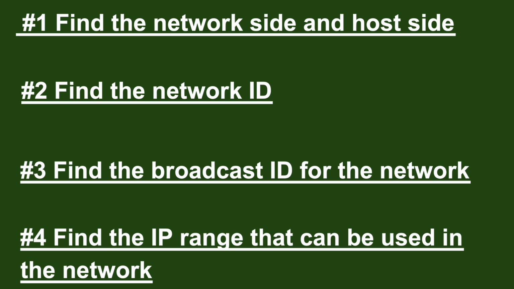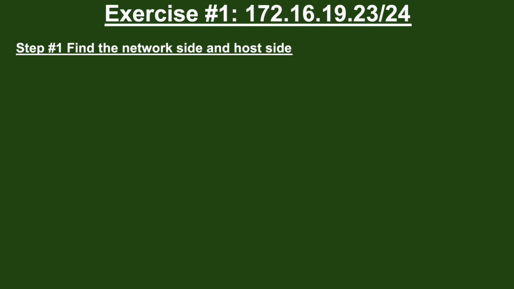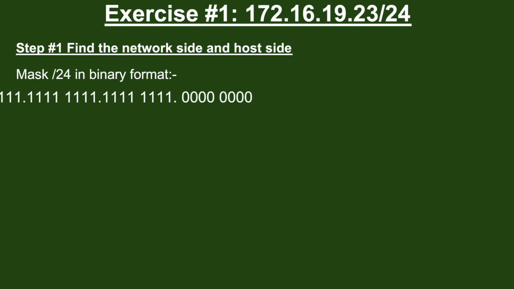So let's get started with step one. In this first exercise, I'm going to use the IP address 172.16.19.23/24. The first step is to find the network side and the host side of this particular IP address. First, you have to convert the /24, which is the mask, into binary format, which will look like this.